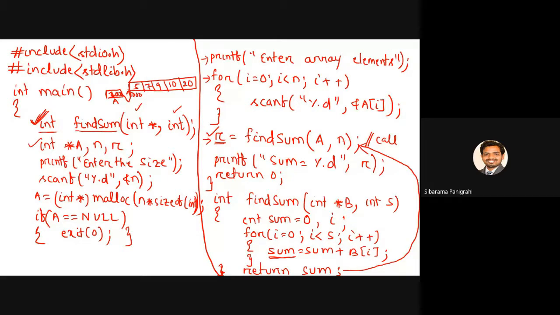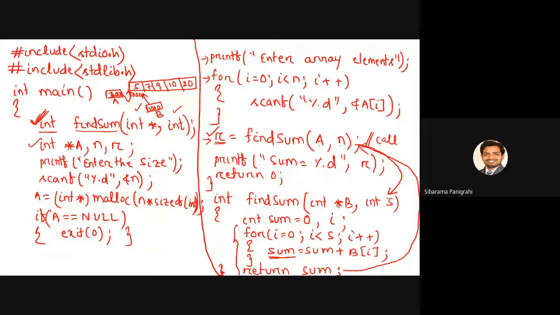When you call a function, the control will be transferred to the function body, and the actual parameters a will be copied to b, n will be copied to s. So b is a pointer which contains the value of a, that is 1000. Now you see this array a is pointed by the pointer b. So through b we can access the array elements. Then it will return the sum. It will come to here.